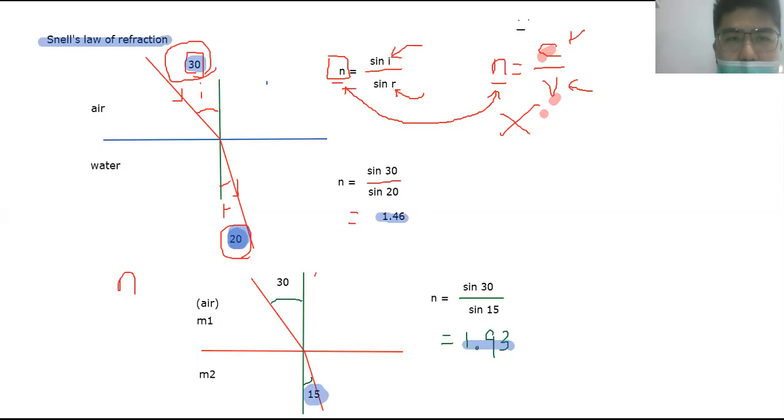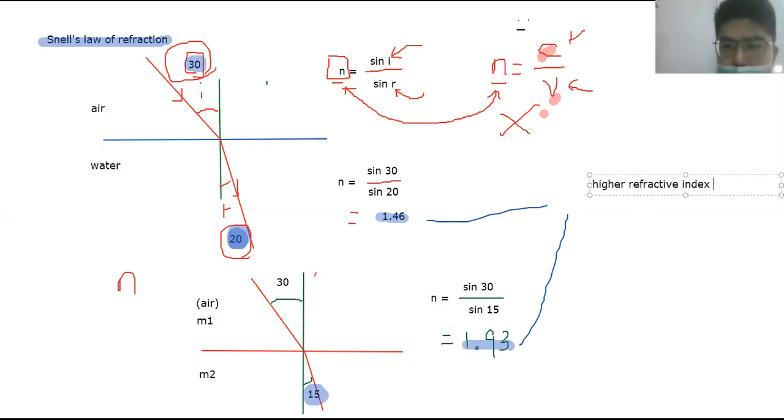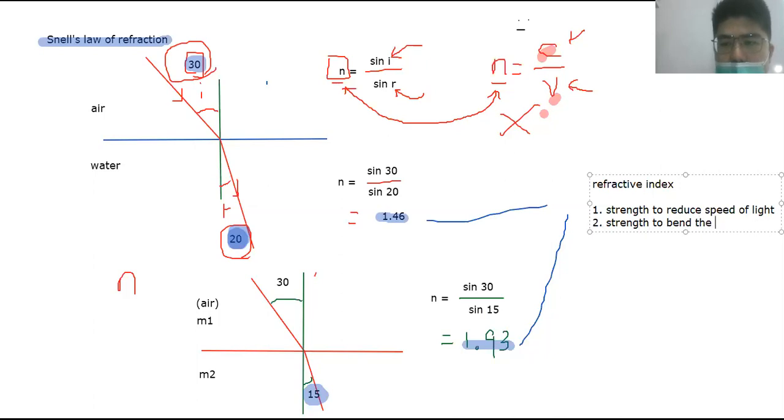So my point is this: higher refractive index, greater bending. Higher refractive index, greater bending. So two things you need to remember. Refractive index is a measure of, first, the strength to reduce the speed of light, and second, the strength to bend the light.